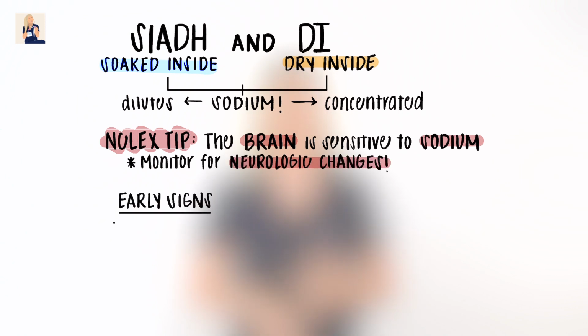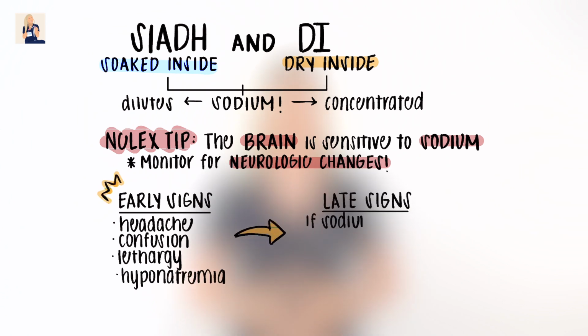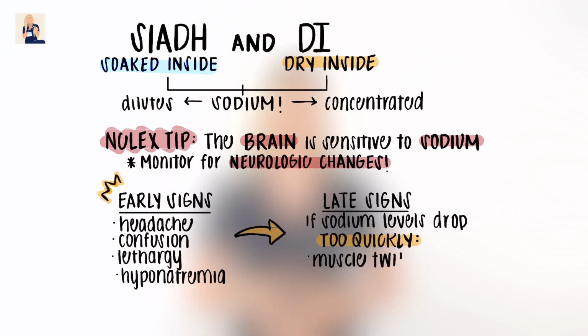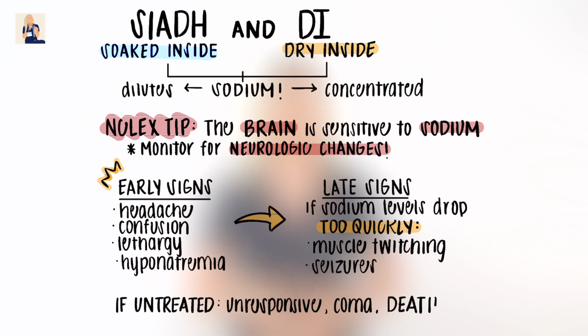Early signs: headache, confusion, lethargy, and hyponatremia. And late signs: if sodium levels fall quickly, the patient will experience muscle twitching and seizures. If untreated, we'll see unresponsiveness, coma, or death. And that wraps up our lecture on SIADH and DI.